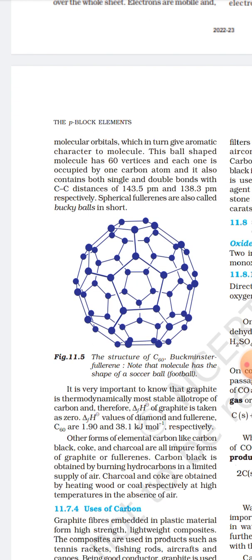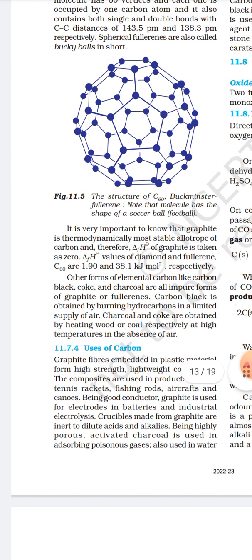form of carbon, and therefore graphite is taken as the zero enthalpy of formation value. The values for diamond and fullerenes are 1.90 and 38.1 kilojoule per mole. Other forms of elemental carbon like carbon black, coke, and charcoal are all impure forms of graphite or fullerenes. Carbon black is obtained by burning hydrocarbons in a limited supply of air. Charcoal and coke are obtained by heating wood or coal respectively at higher temperature in the absence of air.